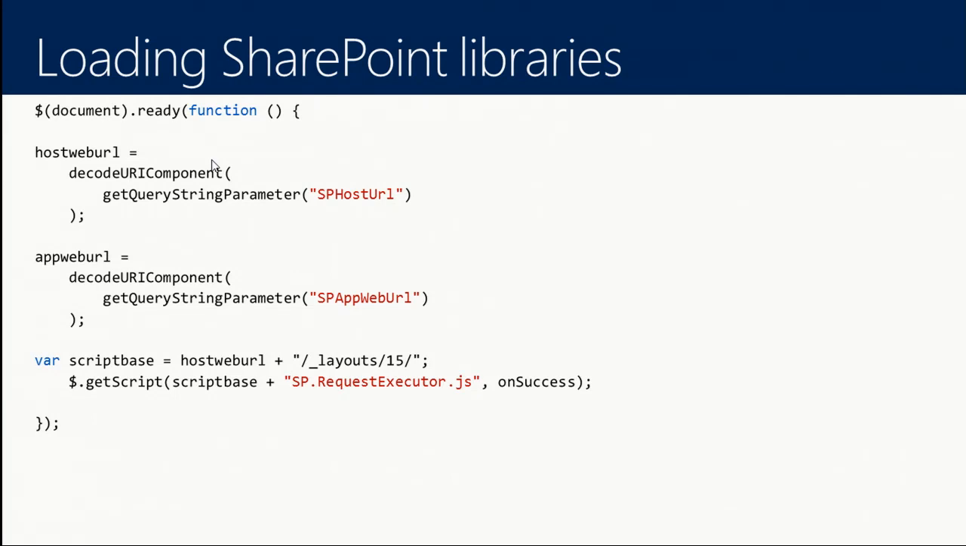And then down at the bottom where you see var scriptbase is host web URL plus layouts/15. Now what we want to do is we want to reach back in, and we're going to ask for that SP.RequestExecutor. Here's a JavaScript library we would like to use. In order to use it, we're going to use the jQuery getScript method, which is basically going to reach back in and dynamically load that library. So this technique is preferred for SharePoint libraries because it's going to guarantee, again, that you get the most up-to-date library. If Microsoft runs a service pack, then this code will pull out the correct version.